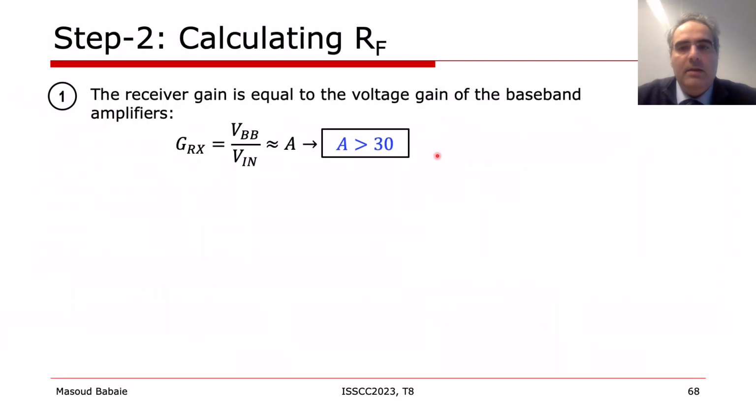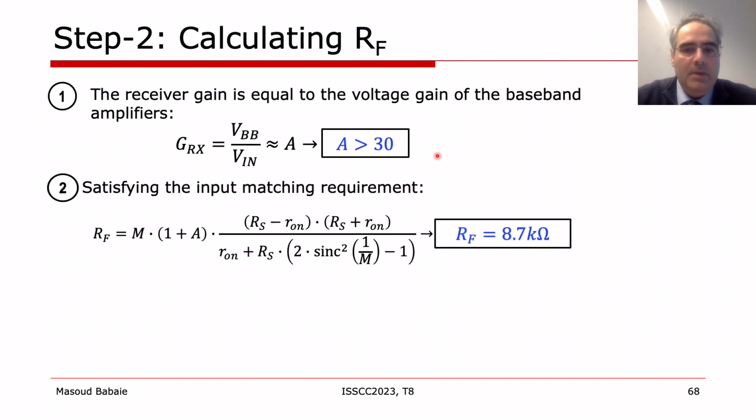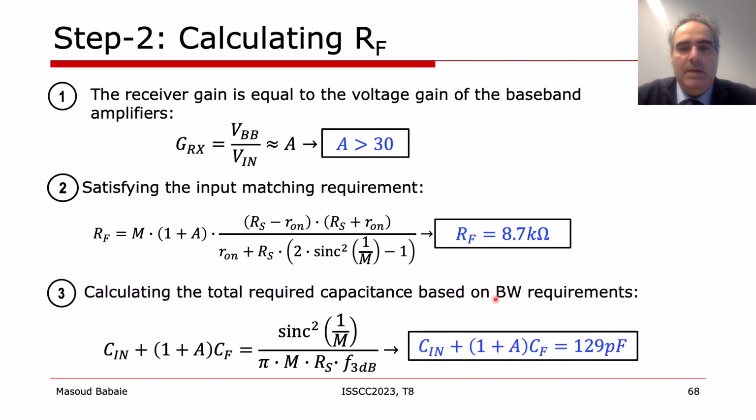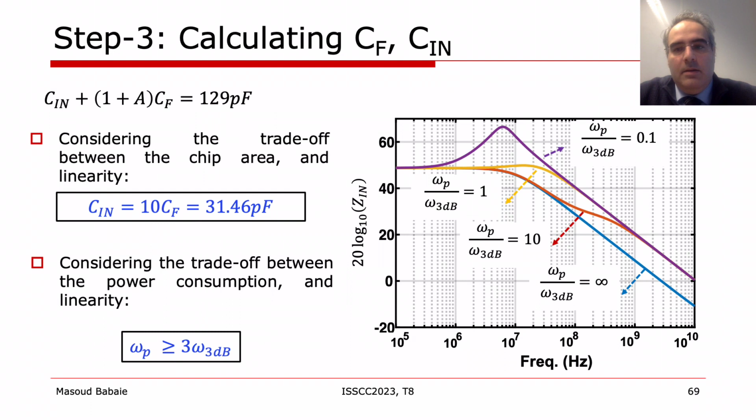As proved earlier, the receiver gain is equal to the voltage gain of the baseband amplifiers. Consequently, the op-amp gain must be above 30 dB. The feedback resistor RF should be about 8.7 kilo ohm to satisfy the input matching. The total equivalent baseband capacitor must be around 130 picofarad to achieve the desired 3 dB bandwidth of around 10 MHz. As discussed earlier, by considering the trade-off between the chip area and the receiver linearity, Cin is chosen to be 10 times larger than Cf, leading to Cin of 30 picofarad and Cf of about 3 picofarad.